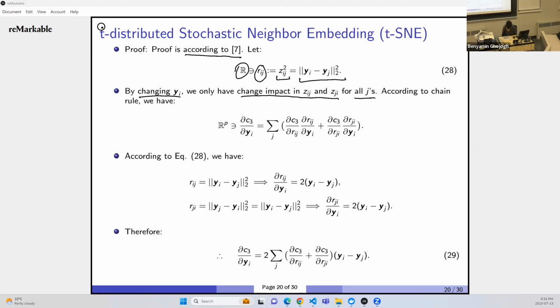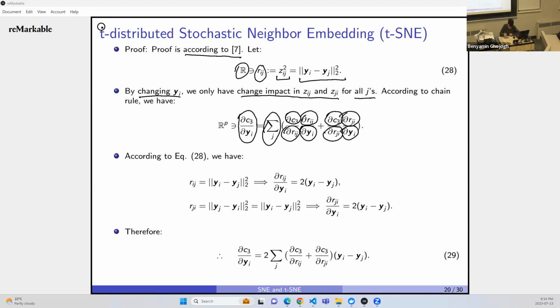So if I change yi, zij and zji change for all j's. Okay. So according to the chain rule, I can write the derivative of C3, which was the cost, with respect to yi, as the derivative of C3 with respect to Rij times the derivative of Rij with respect to yi, plus the derivative of C3 with respect to Rji times the derivative of Rji with respect to yi. And I sum over all of the j's, right?